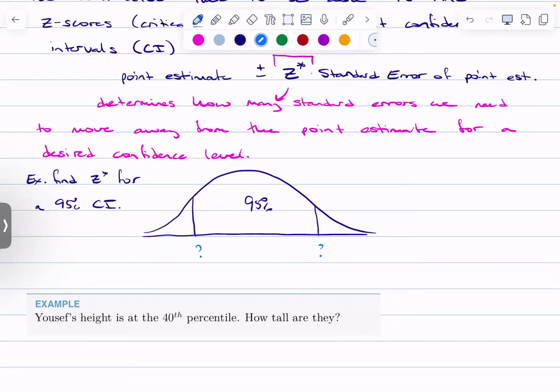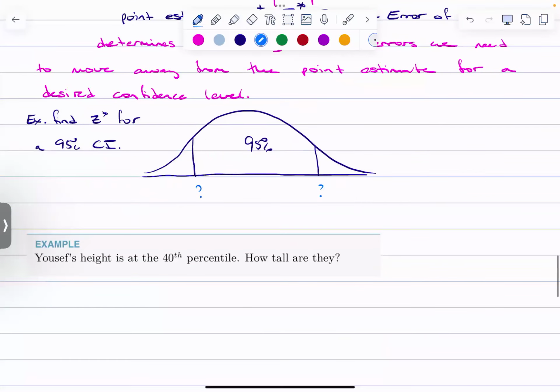How many standard errors will I need to move out? Well, if I work on the standard scale of Z, then Z is centered on 0 with a standard deviation of 1. So now I know I'm expecting this to be roughly -2, and I'm expecting this to be roughly 2. We know that from the 68, 95, 99.7 rule. But let's see if we can find what it actually is.